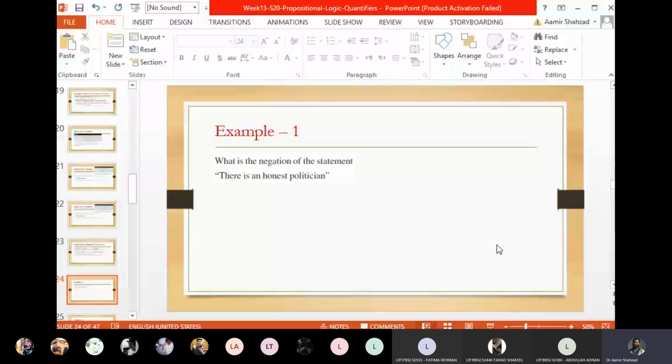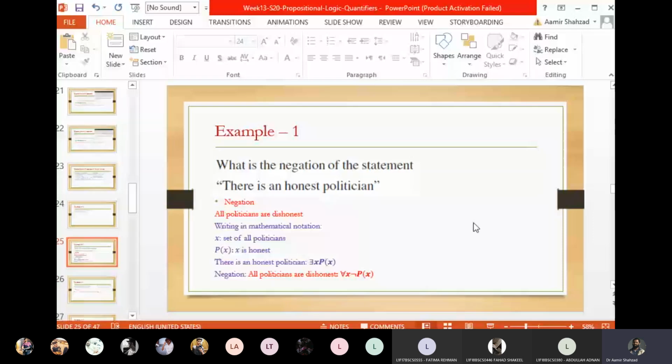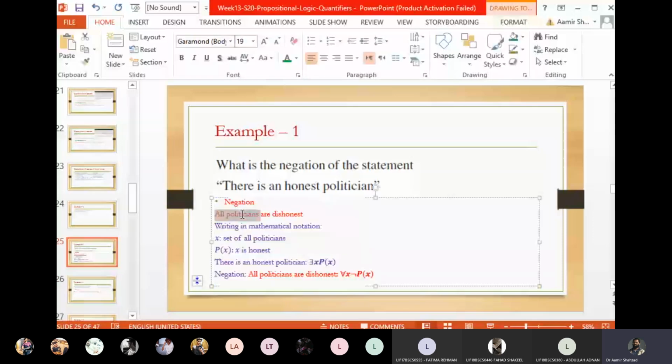The first example is there is an honest politician. So इसकी negation क्या होगी? So there is an honest politician means existential quantifier है कि कोई honest politician होगा. I don't think it is true. So there is an honest politician, existential quantifier. So इसकी negation क्या होगी? All politicians are dishonest. So negation is all politicians are dishonest.